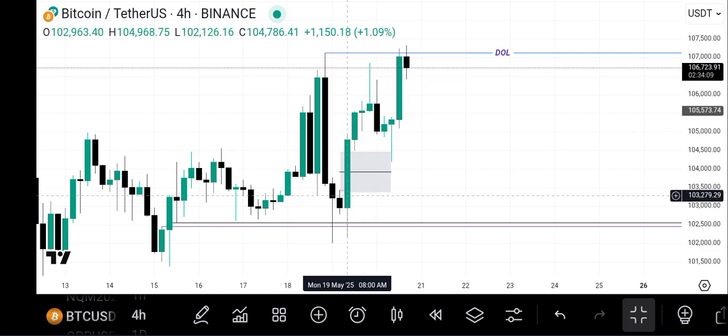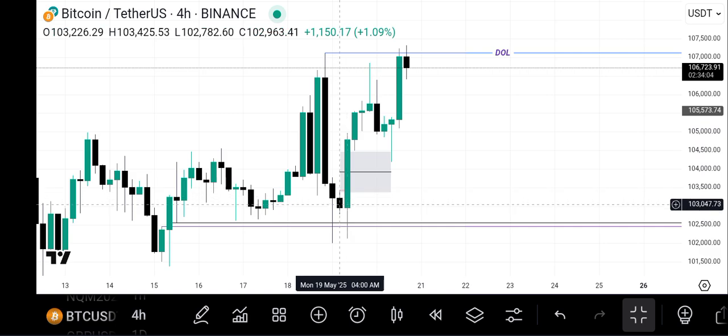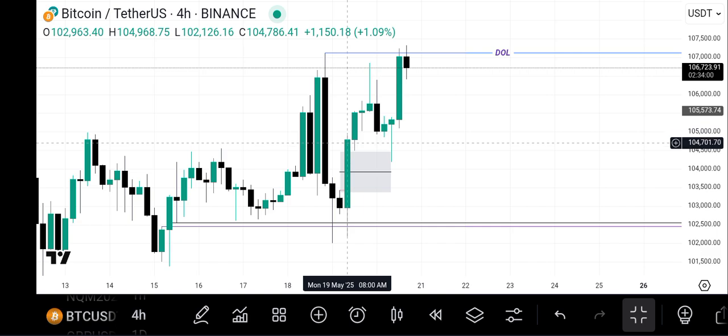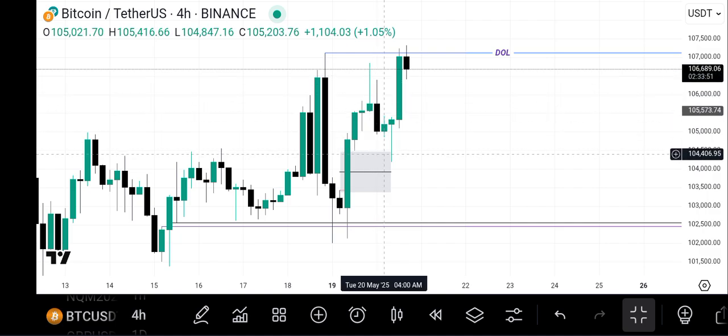However, look at what price did. After sweeping liquidity below that low, price started pushing high after forming this order block, and failed to take that high there. What did price do? Price had to retrace back into that 4-hour fair value gap.